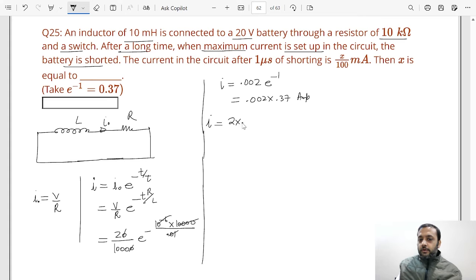So this will become 2 into 0.37 milliampere. So this becomes 2 into 37 upon 100 milliampere. That means this becomes 74 upon 100 milliampere, which means x is equal to 74.